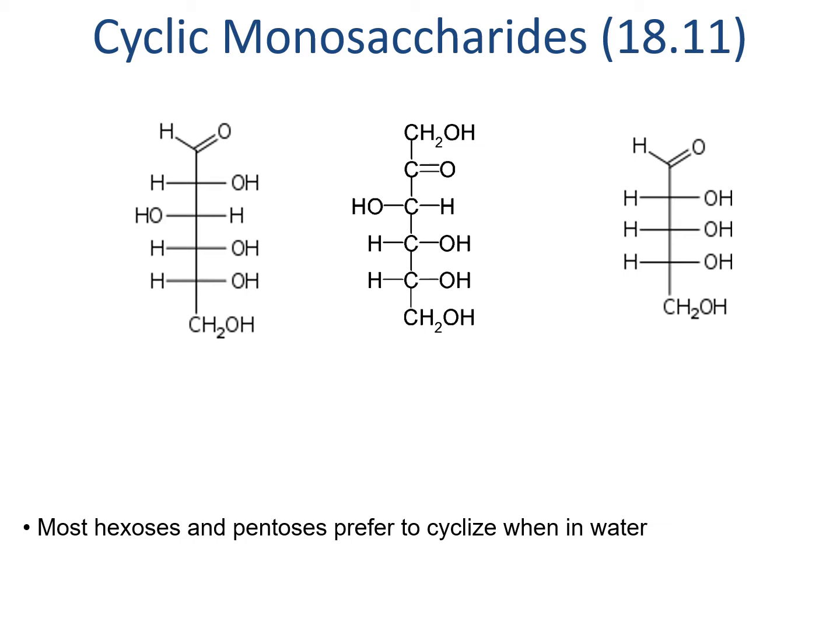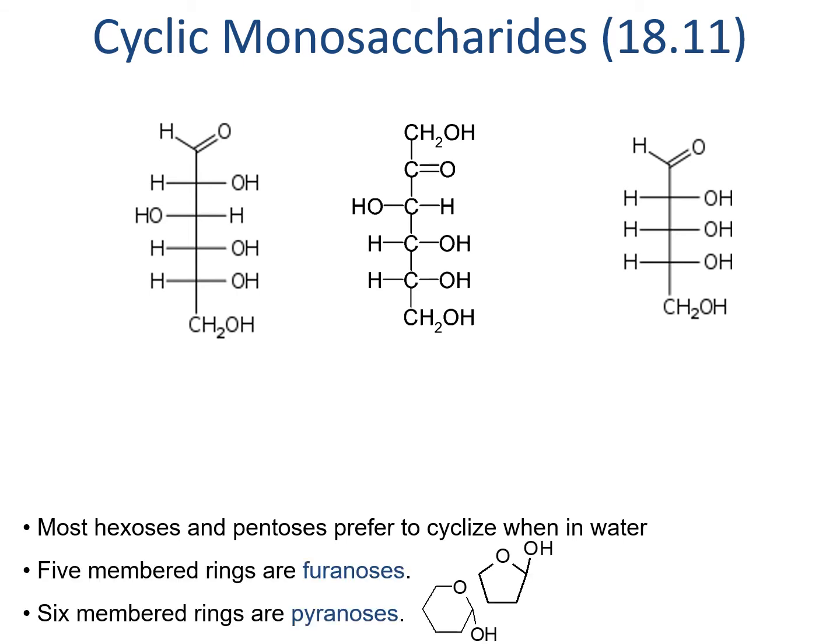Whenever we dissolve a hexose or pentose in water, it has a tendency to react with itself. One of the alcohols will react with the aldehyde or ketone from the same molecule. These can form a wide variety of cyclic, meaning ring, hemiacetals, which are mostly either 5-membered rings, which we call furanoses, and 6-membered rings that we call pyranoses.